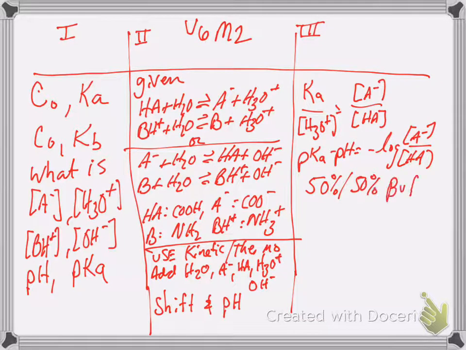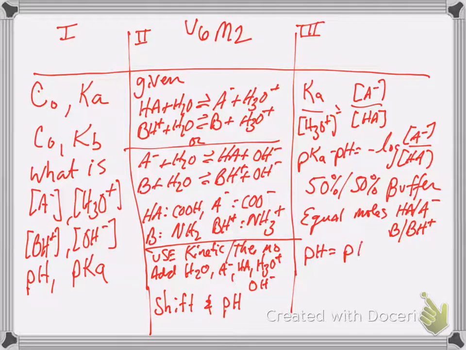So a 50% buffer is made when A minus is the same as HA. This does not occur normally when you have pure HA or pure A minus solutions. You do not make buffers that way. You have to add some concentrated acid or base to react with half the number of moles to get a 50-50 buffer. So equal moles here will produce the highest capacity buffer. The pH will equal the pKa at this point.